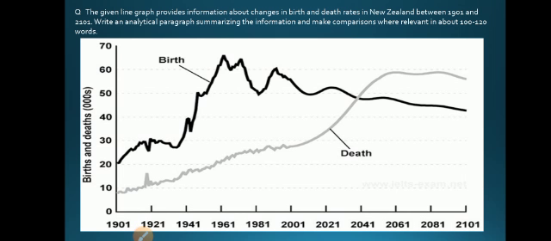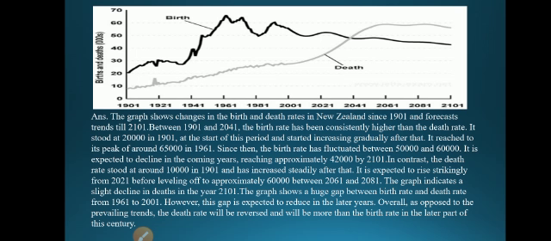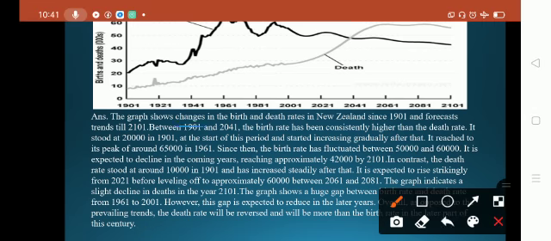Now just have a look. Let's start. So the graph shows changes in the birth and death rate in New Zealand since 1901 and forecasts. Forecast means to speculate on the basis of facts and figures, trends till 2101. So it shows the comparison from this year to this year. Between 1901 and 2041, the birth rate has been consistently higher than the death rate.